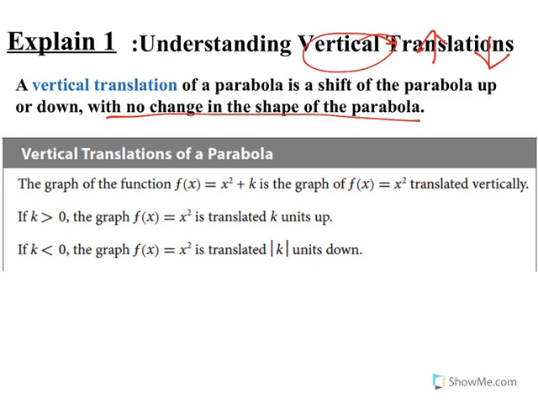The graph of the function f of x equals x squared plus k is a graph of the parent function f of x equals x squared translated vertically. If k is greater than 0, that means that k is positive, the graph of the parent function is translated k units up. If k is less than 0, that means that k is negative, the graph of the parent function is translated absolute value of k units down.